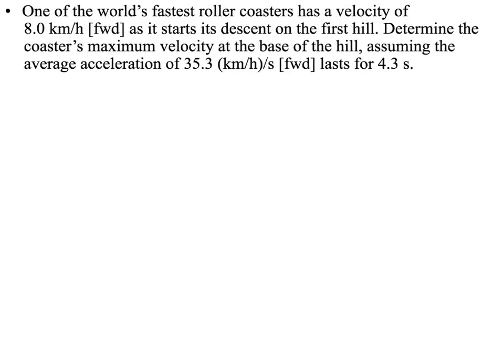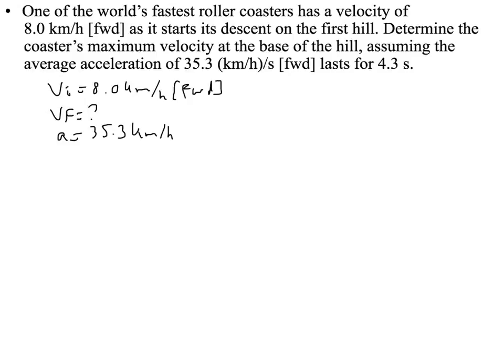One of the world's fastest roller coasters has a velocity of 8 kilometers per hour forward. So we would say that VI equals 8.0 kilometers per hour forward. It's always a good idea to write these things down as you're reading it. As it starts its descent on the first hill, determine the coaster's maximum velocity. So VF, that's the question, at the base of the hill, assuming the average acceleration is 35.3 kilometers per hour per second forward, and time is 4.3 seconds.